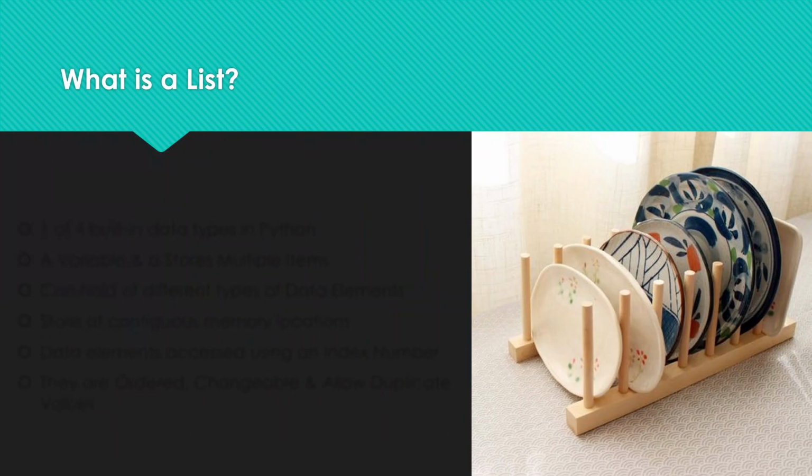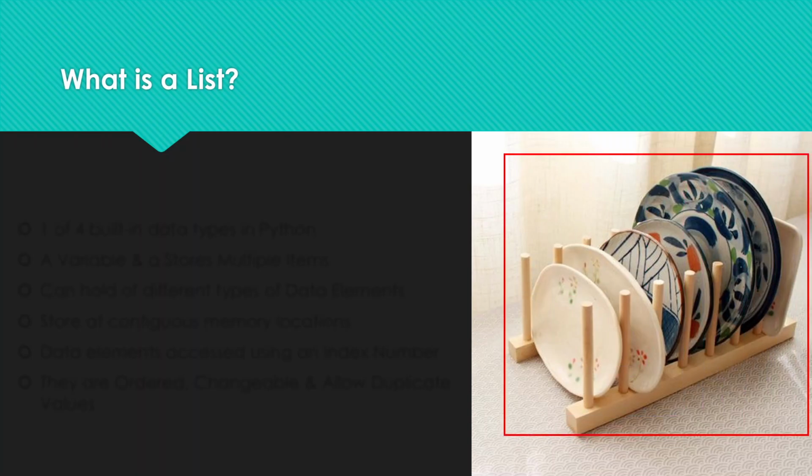So what is a list in Python? Just like this picture here on the right, a list is almost like an array. So it will store different items at contiguous memory locations following each other, just like this plate holder here.